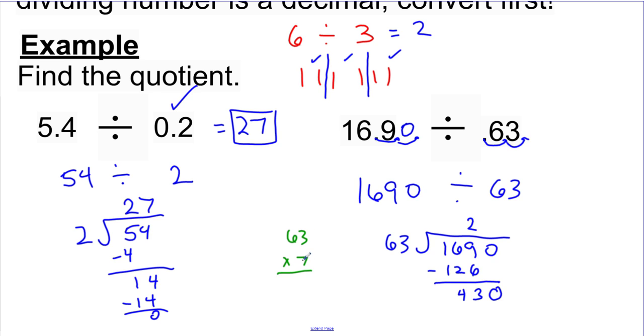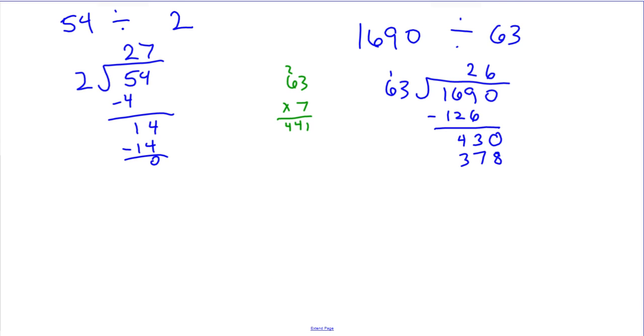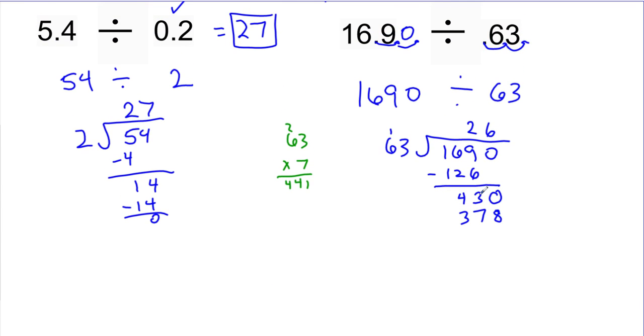7 times 3 is 21. Okay, 7 times 6 is 42 plus 2, 441. Nope, that's too big, right? So that means I'm going to have to decrease this one and say let's only go in 6 times. Okay, so 6 times 3 is 18. Carry a 1. 6 times 6 is 36 plus 1 is 37. That keeps me below the 430, right? As close as I can get without going over. That's the goal. So let's do our subtraction again.